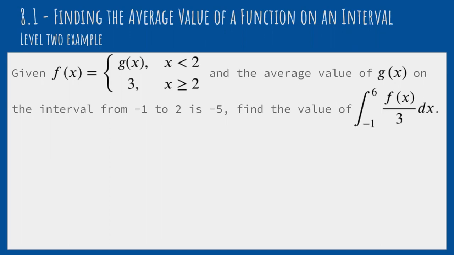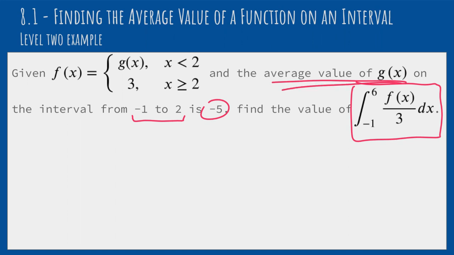Let's take a look at a couple examples that use average values in the problem, but we're going to have to apply a few different things to get our final answers here. So we are given a function f of x as a piecewise function where f of x is equal to g of x for values of x less than 2, and it's equal to just a constant 3 for values greater than or equal to 2. We know the average value of g on the interval from -1 to 2 is -5. We want to find the value of this right here. So notice that we're not actually finding an average value, but we are going to need the fact that we know the average value of g on an interval to help us with this.